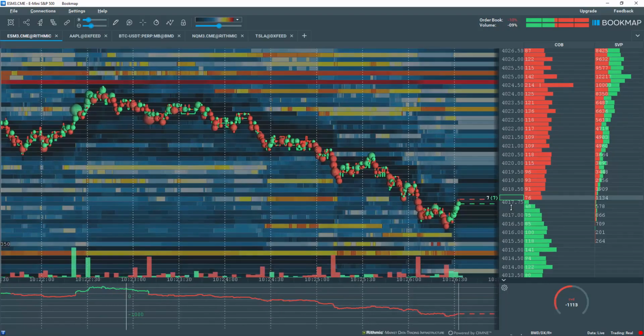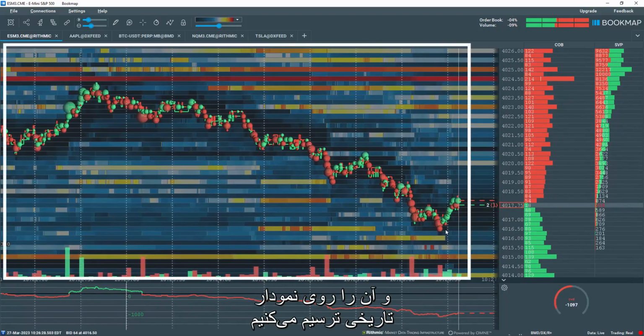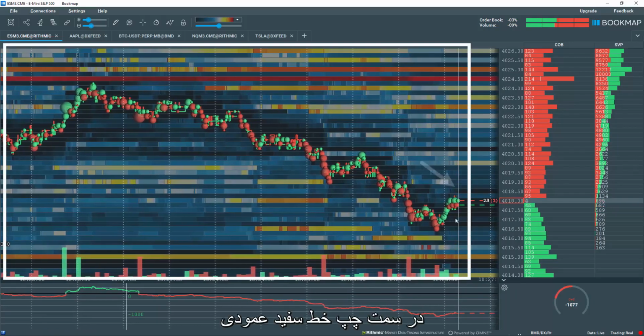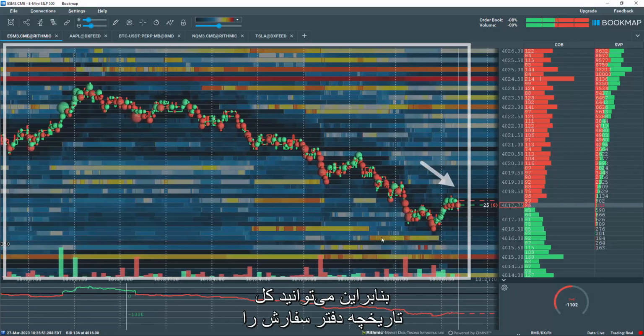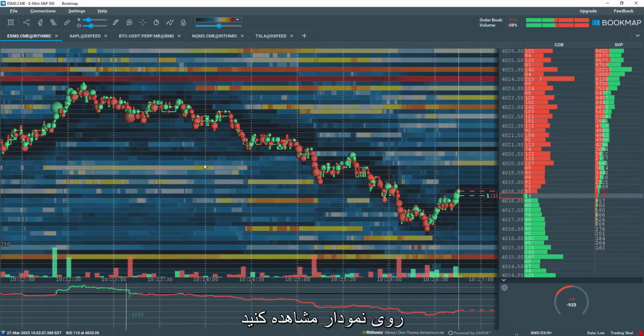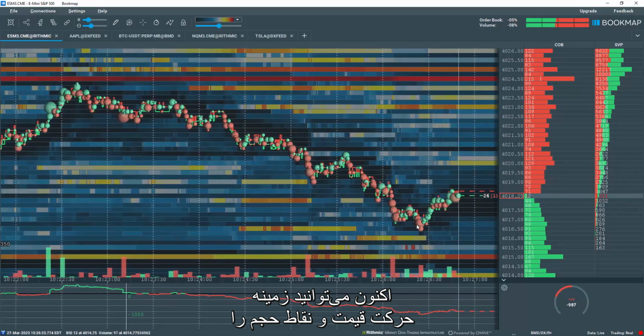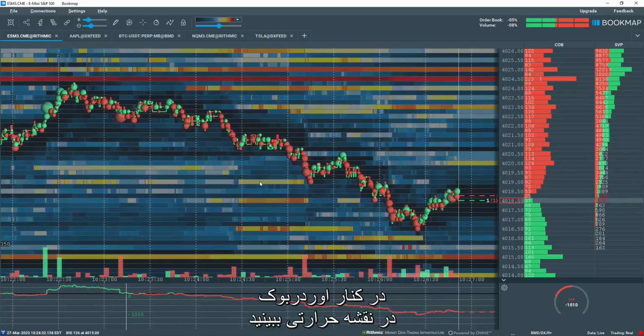However, in Bookmap, we take the liquidity heat map and then record it and plot it onto the historical chart to the left of the vertical white line. Thus, you can see the entire order book history plotted on the chart. Now you can see the context of price action and the volume dots with the historical order book within the heat map.